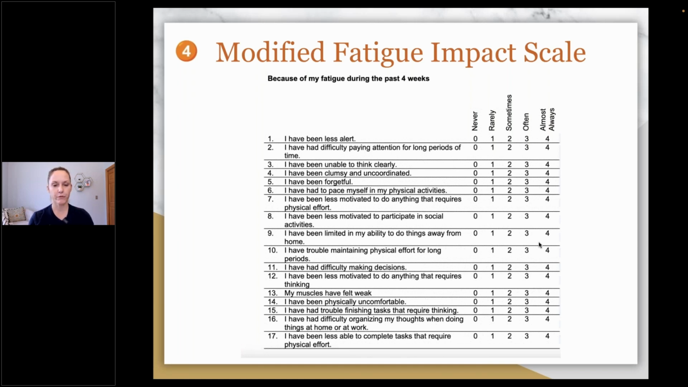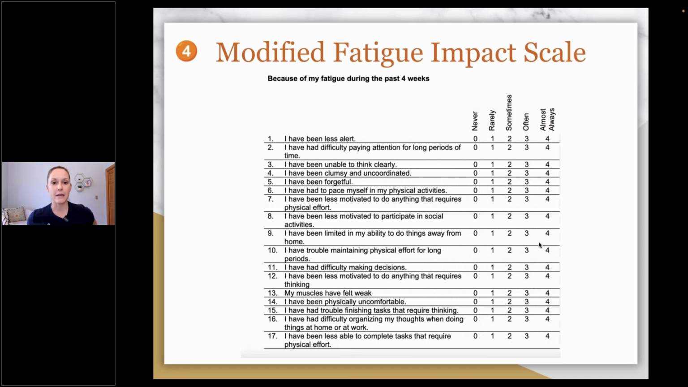If that has not been a problem for you at all, you would score 0. If you feel like, whoa, that's like my daily life, I cannot think clearly, that's a 4 because you almost always feel that way. Another one might be, I've had difficulty making decisions, or I have had difficulty organizing my thoughts when doing things at home or at work. Let's pick another one here. I've been less alert. I have been less able to complete tasks that require physical effort. Let's do one more. I've been less motivated to participate in social activities.